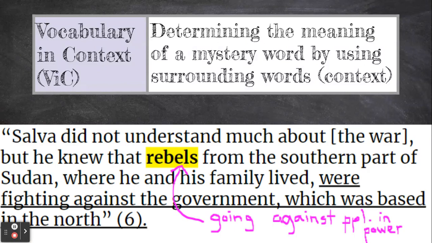So you see that right here with the sample. You can see I've highlighted the word, I've underlined some context, I made a prediction, and I would use some process of elimination to figure out the answer choice, which is the most sensible.